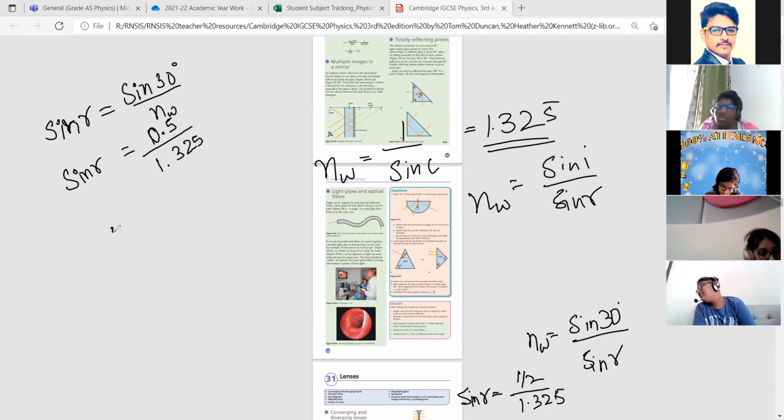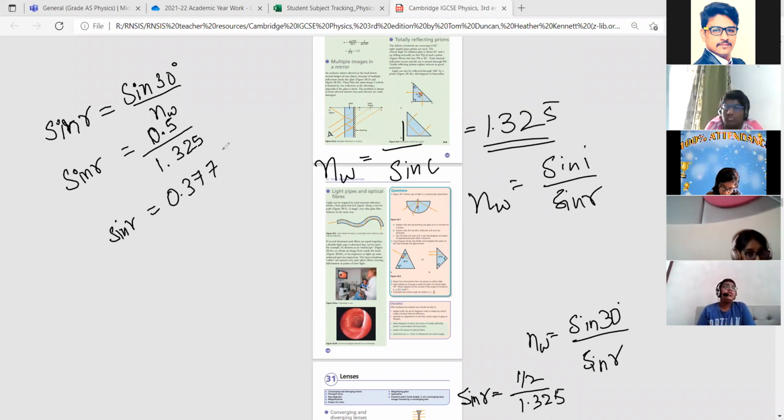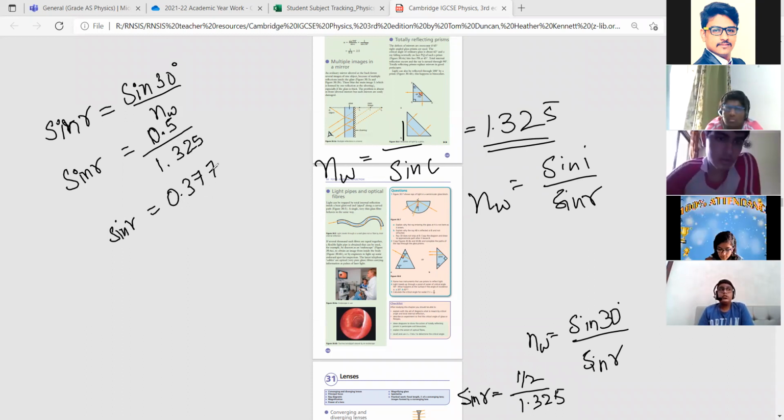Okay. Now, whatever answer you get, you will keep it there. And you will say, now sine of R is equal to 0.377. Now remember, over here also you can check your answer. If at all this answer comes out to be greater than 1, your answer is wrong. Because sine of any angle can never be greater than 1 or minus 1. It will always lie between 1 and minus 1. This is a logic whenever you're dealing with sine and cos both. If the answer is greater than 1, then that means it is wrong.